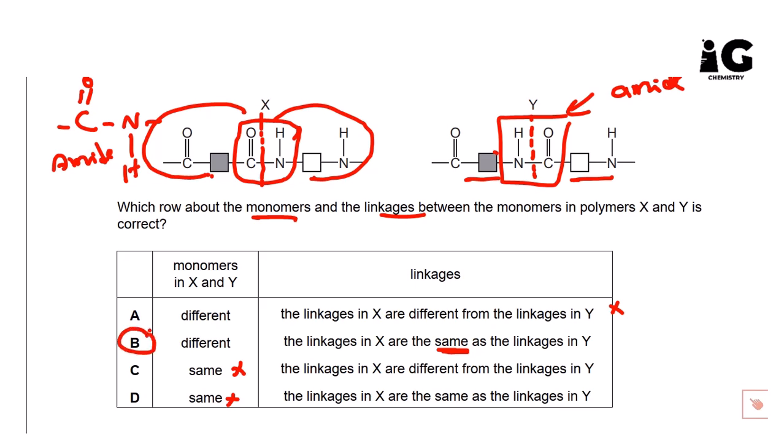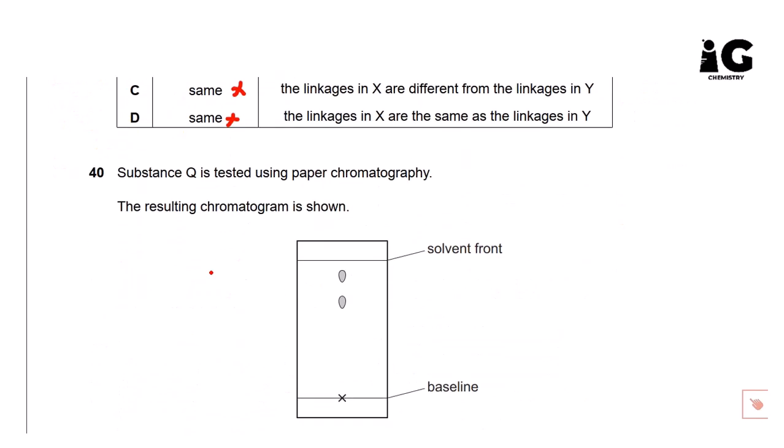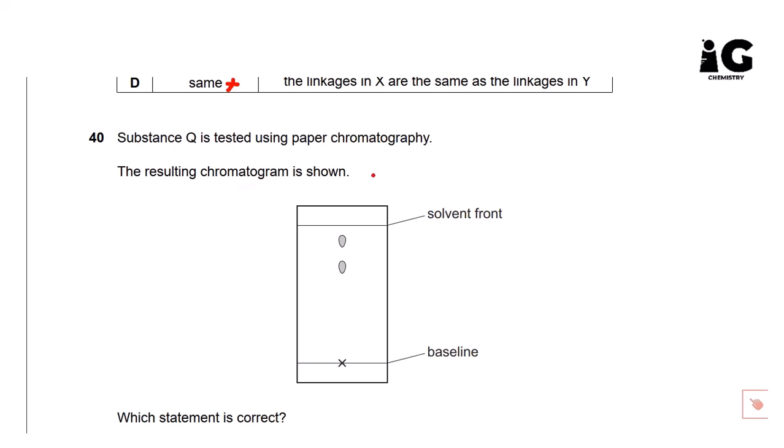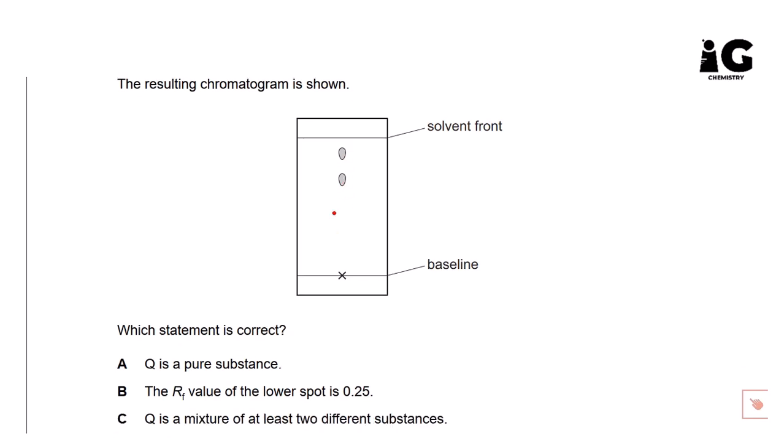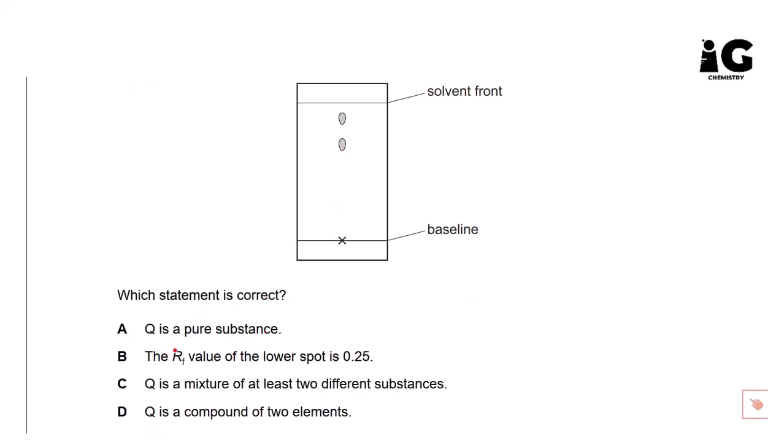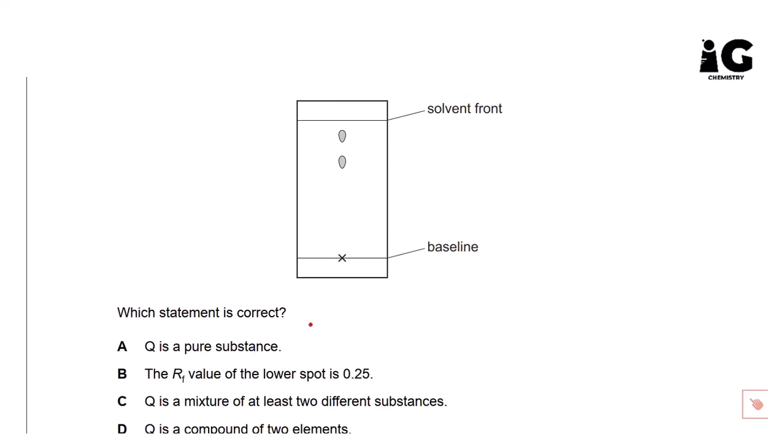Okay, guys. And finally, this is 40, substance Q is tested using paper chromatography. The resulting chromatogram is shown, as you see. Here we have the solvent front, this is the baseline, and here we have two spots. So which statement is correct? Q is a pure substance. So actually, guys, Q is not pure because here we have two spots. So it means this is a mixture of two different substances.